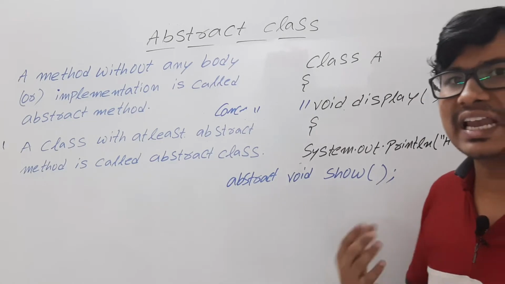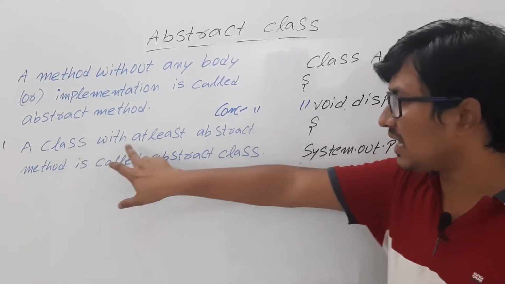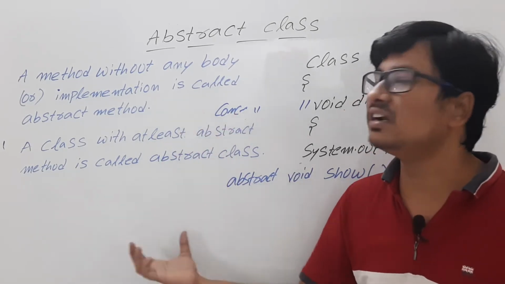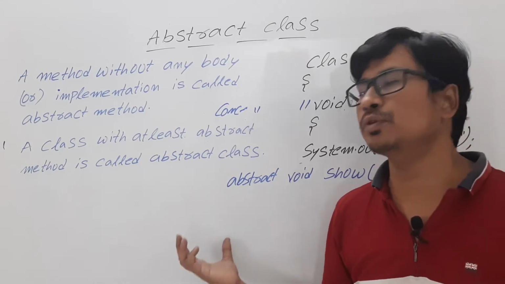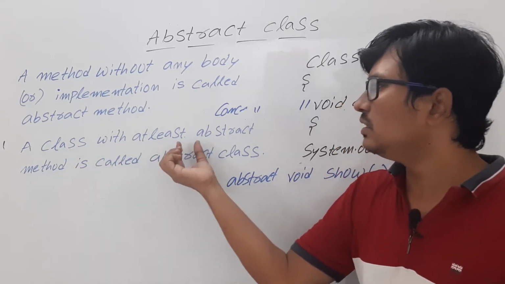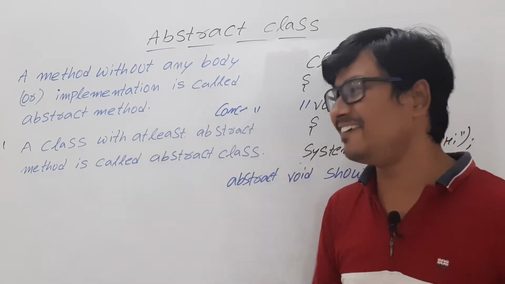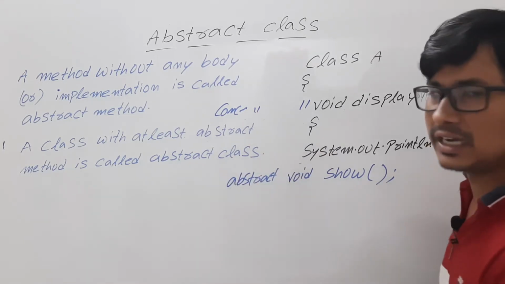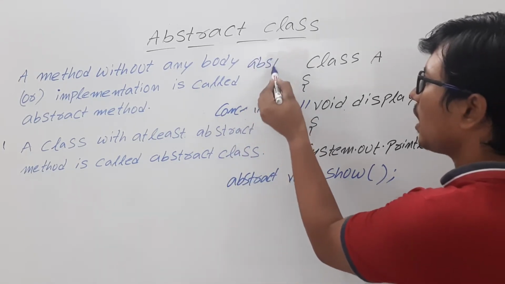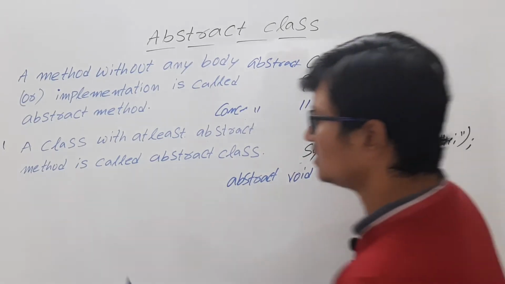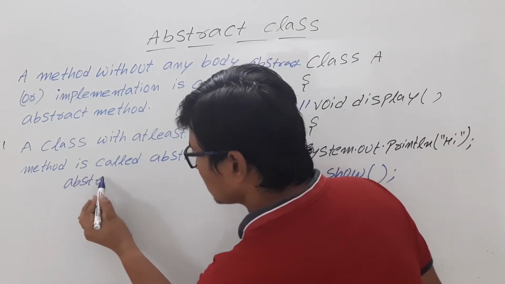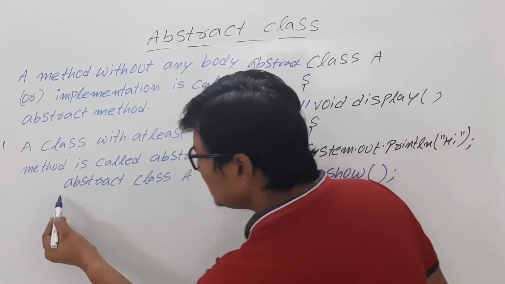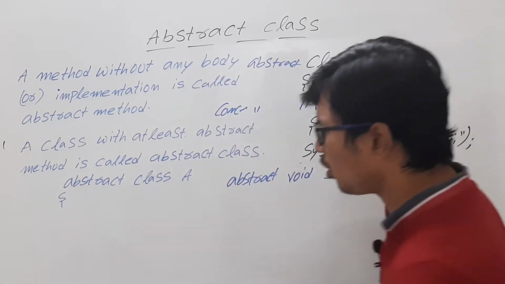Now when can we call a class an abstract class? A class with at least one abstract method is called an abstract class. This is the general definition for any object-oriented programming language. So if you want to make a class an abstract class, you need to use the keyword called abstract. So let me write a generalized syntax. You will have abstract as the keyword, then class, and then the class name. Inside the class, you can have any number of concrete methods.